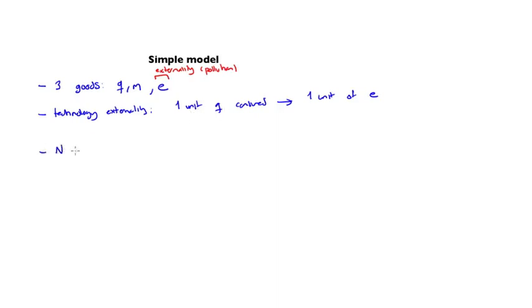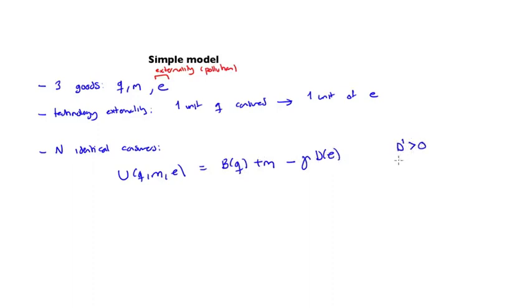Now we're going to assume that there are n identical consumers and that they have the following utility function, which now depends on Q, M, and E. It's like before, a benefit function of Q, plus M, minus gamma D of E. And this D of E has the property that it is positive and potentially increasing at either constant rates or increasing rates. So in other words, as a function of E, D will be like this or like this.